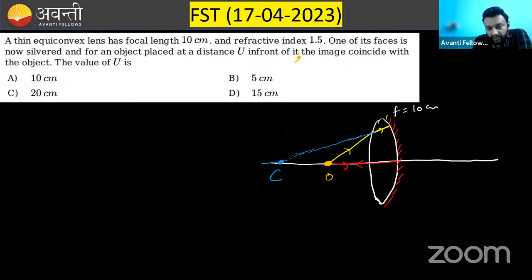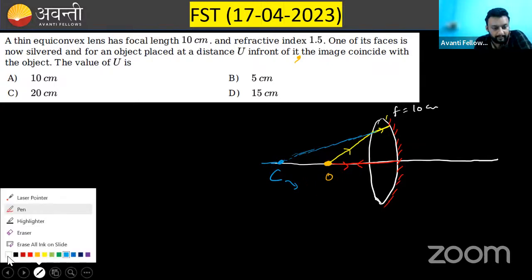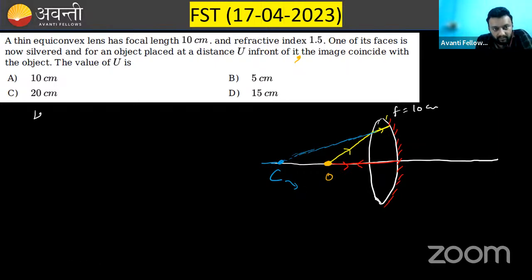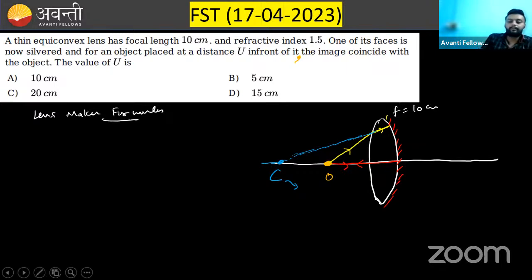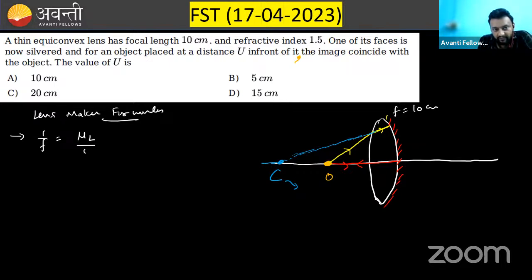So what we need to do, we need to find this radius of curvature. This is C distance. So we can use the lens maker formula. What is the lens maker formula? Lens maker formula says 1 over f is equal to refractive index of lens divided by refractive index of surrounding, minus 1, times 1 over R1 minus 1 over R2. This is the lens maker formula. I hope you remember this.